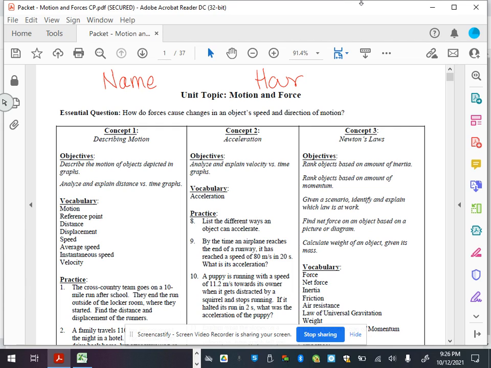I need you to do 3 things on this packet. Put your name up in the top. Remember, there's not necessarily a spot, so just find a place to put your name and the hour. So 5th hour, 6th hour.